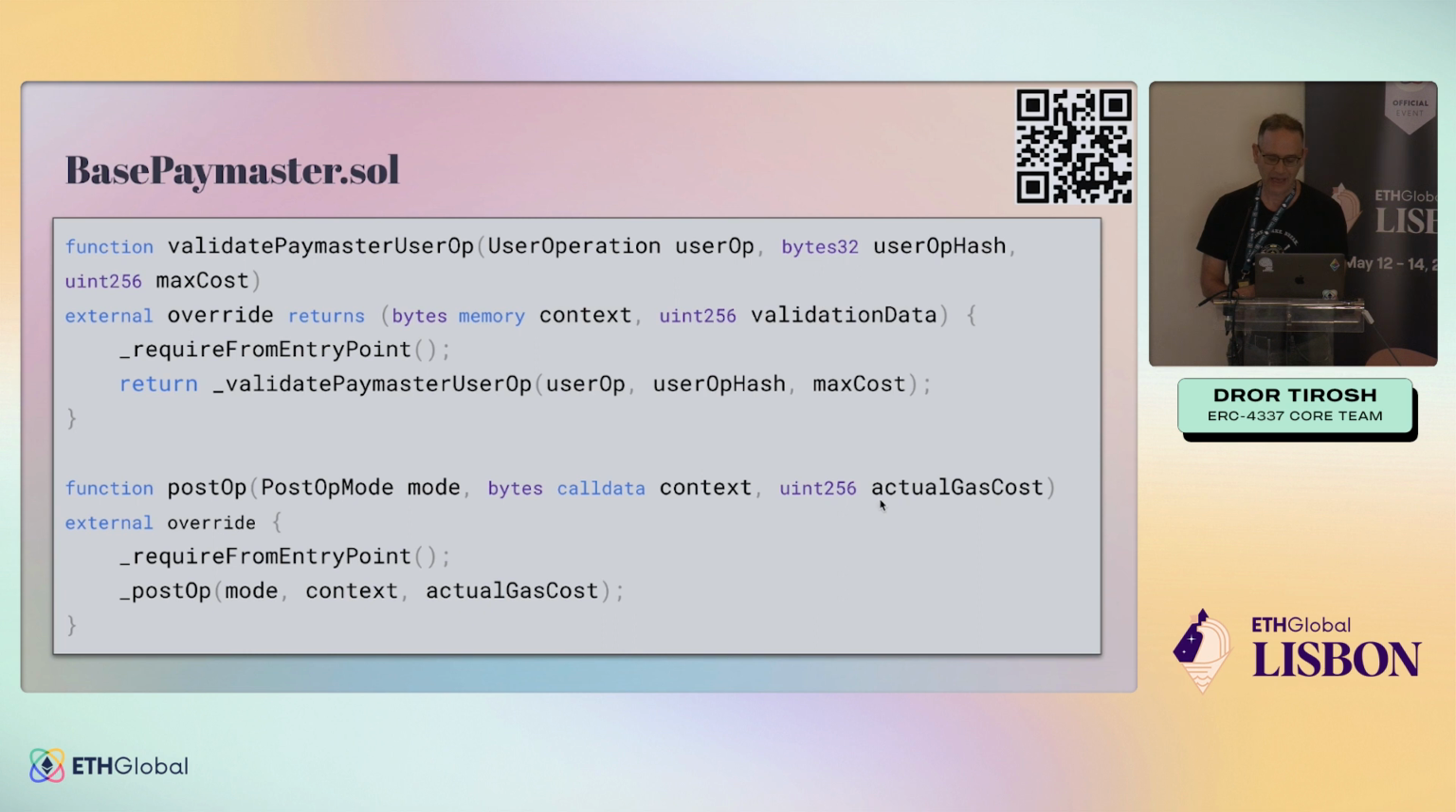The actual gas cost excludes the post-op. We are unable to calculate how much. If you want to create a token paymaster and you want to pay for this post-operation, we are unable to estimate how much gas it will take. A paymaster has to have its own constant, how much to charge for this post-op.